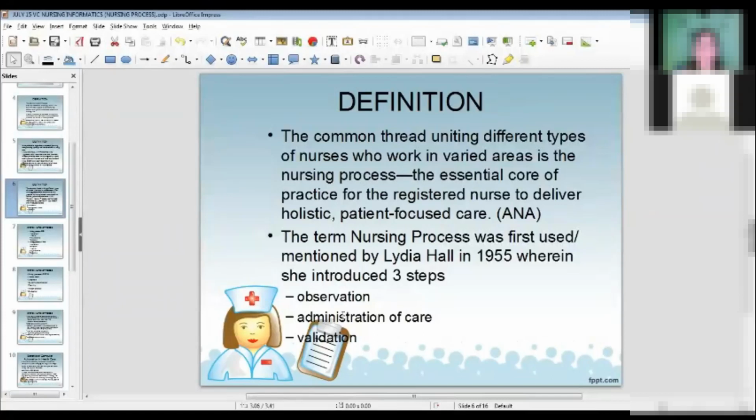The terms that were used by Lydia Hall in her theory about the nursing process are also integrated in the modern nursing process that we are using. So please remember these 3 words: observation, administration of care, and validation. There is just a change in the words we use in the modern steps of the nursing process, but it all boils down to these 3 concepts or 3 steps.